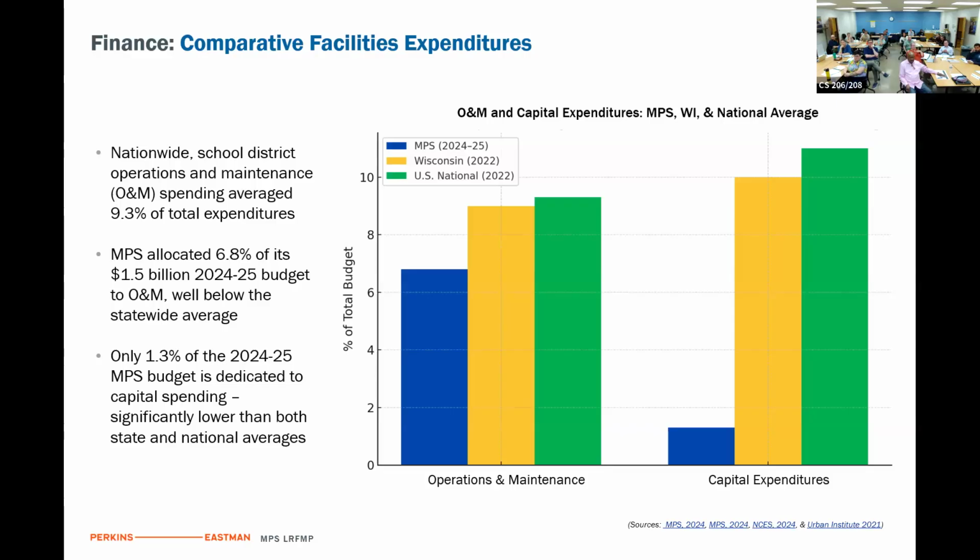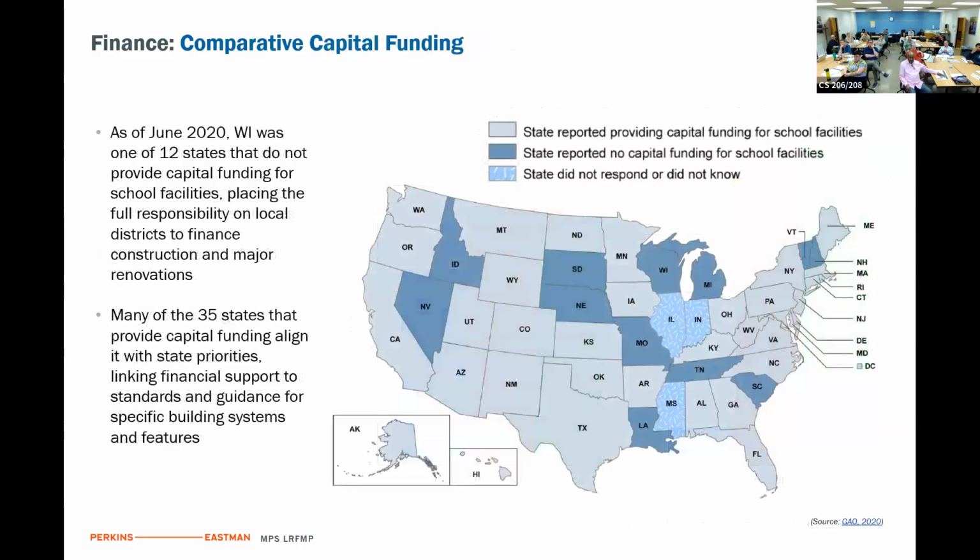So just think about the age of the buildings and the challenges faced in relation to that, where that's all stemming from. Looking comparatively at how funding is set up across the US, state by state, Wisconsin is one of 12 states that does not provide capital funding related to school facilities for local districts, putting that responsibility on the local communities to handle.